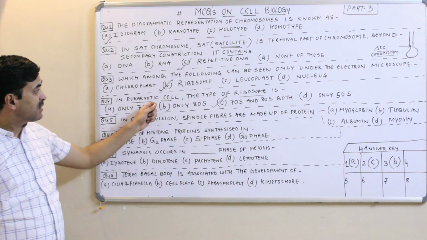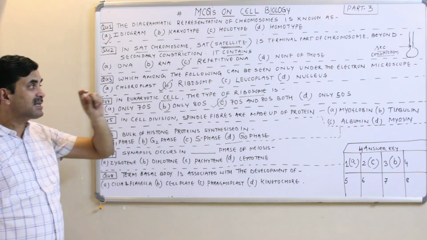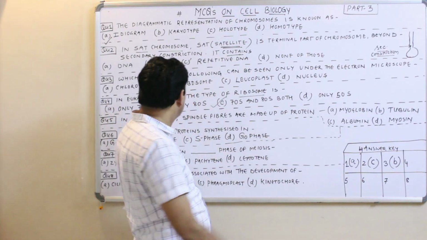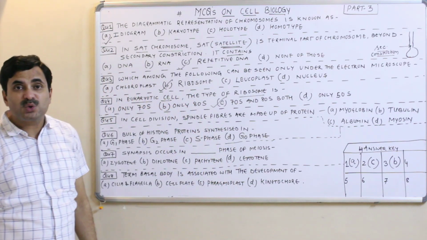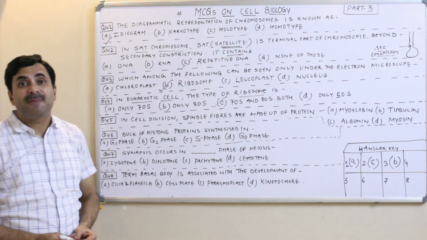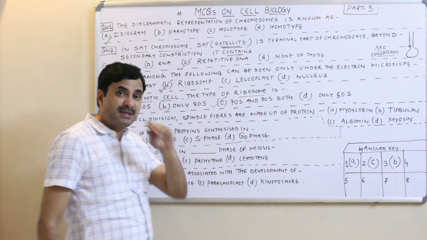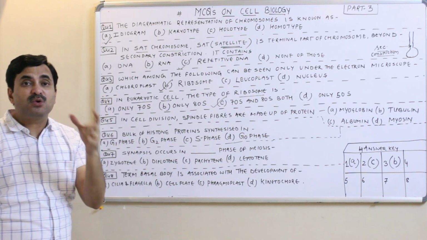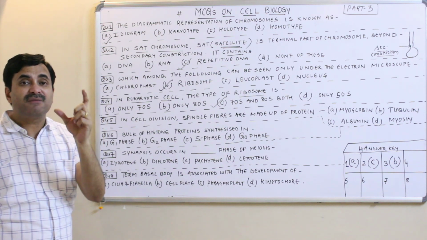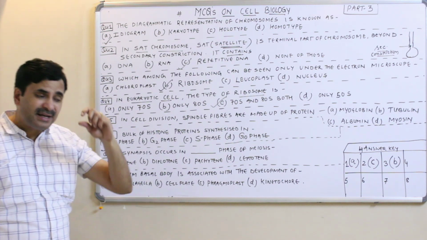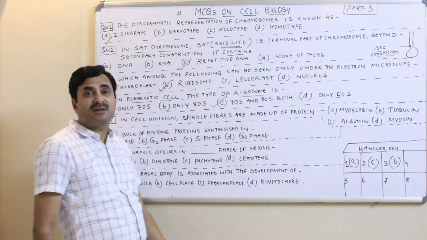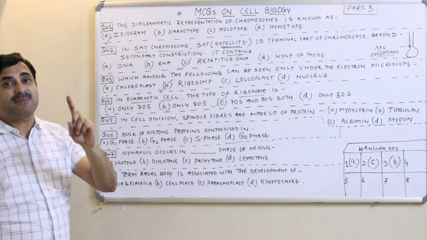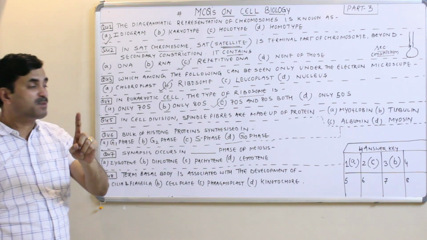Why? Because generally the eukaryotic cell contains 80S ribosomes, no doubt at all. But this is also true that the eukaryotic cell also consists of mitochondria and chloroplasts, and both the mitochondria and the chloroplast are features of the eukaryotic cell. And in mitochondria and the plastid, that is the chloroplast, 70S type of ribosomes are found.